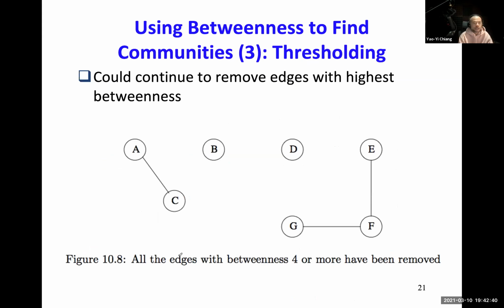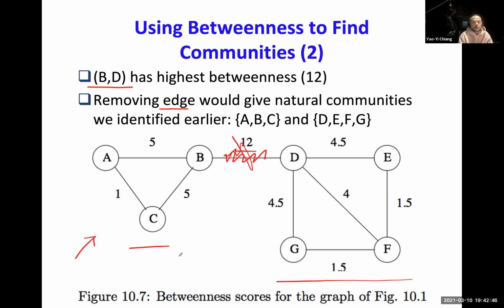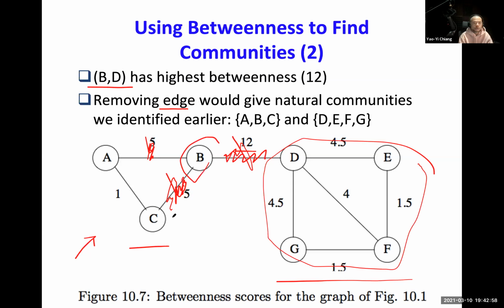You could continue to remove edges with the highest betweenness number. Let's come back here. What would be the highest one? 5. Right? Now, how many communities would you have? 1, 2, 3. And you can go further.